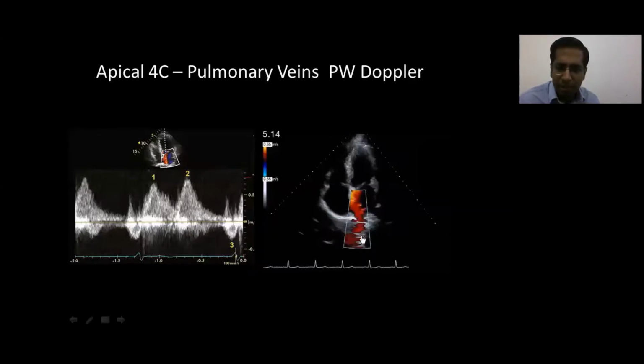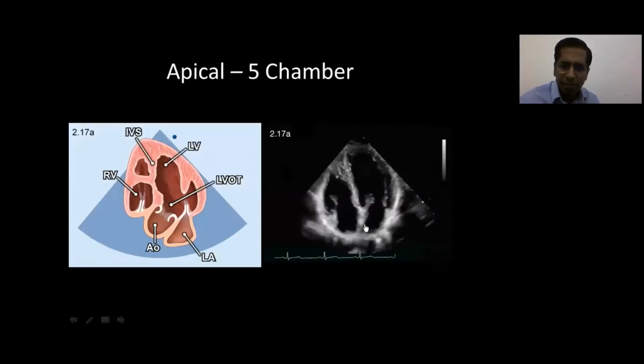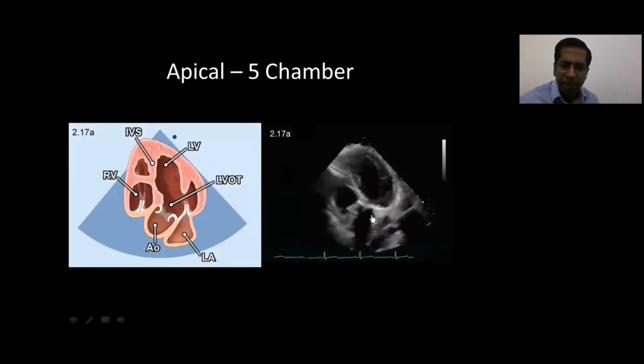So the Doppler cursor should be placed about 5 millimeters or 1 centimeter into the pulmonary vein. So see the pulmonary vein nicely. You can zoom the view, use a narrow sector, put color, and then use the cursor well within the pulmonary vein. And now about the 5-chamber view, again, it becomes important for LVOT Doppler.